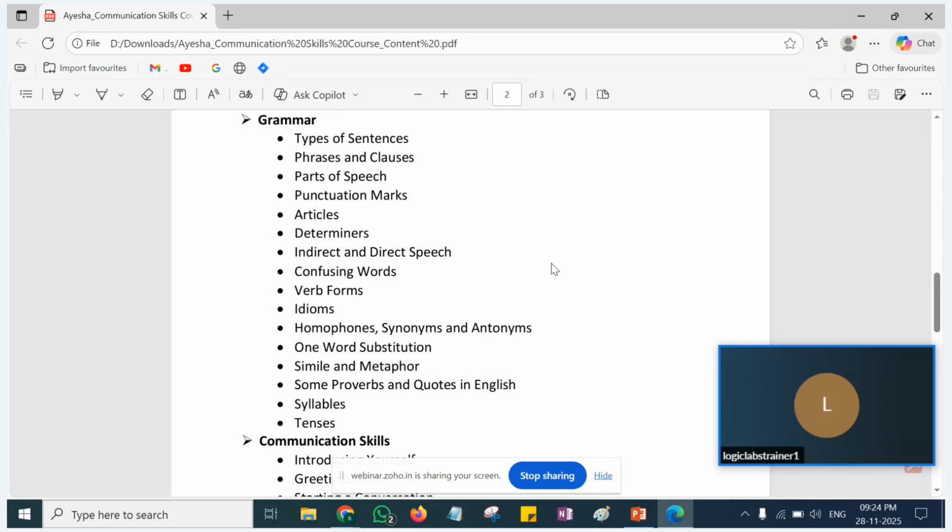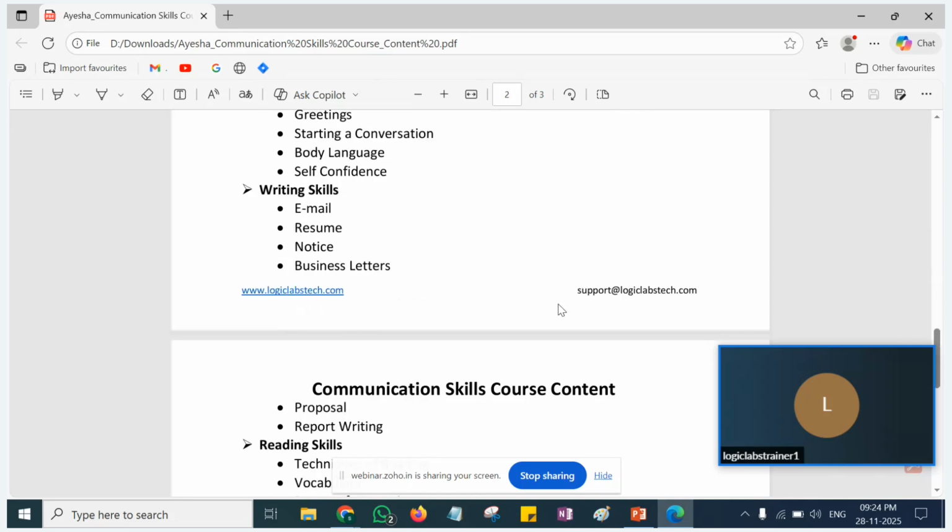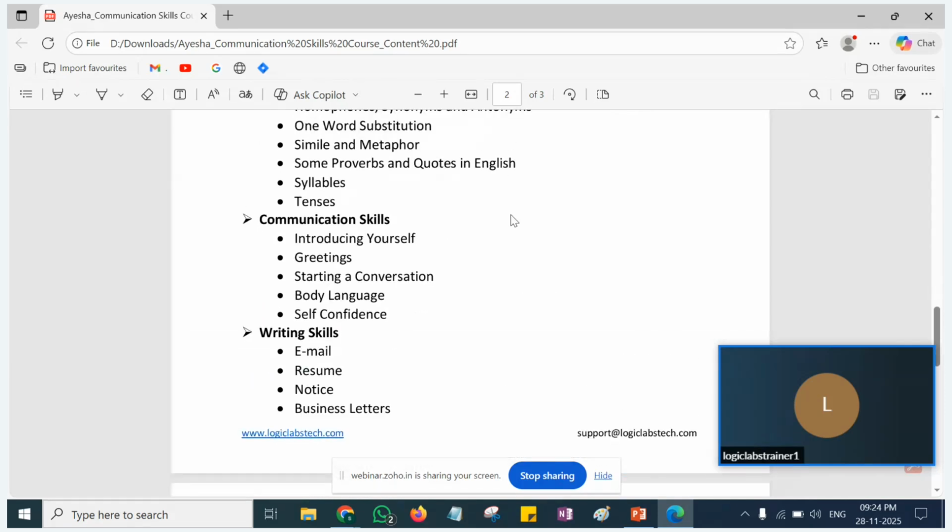Once the grammar is completed, we'll jump to our communication skills. What we're going to discuss in the communication skills: we are going to discuss how you can introduce yourself. Again, here it will be divided into two, that is formal introduction and informal introduction. What are the points you have to remember in formal introduction? What are the points you have to remember in informal introduction? That we're going to discuss here.